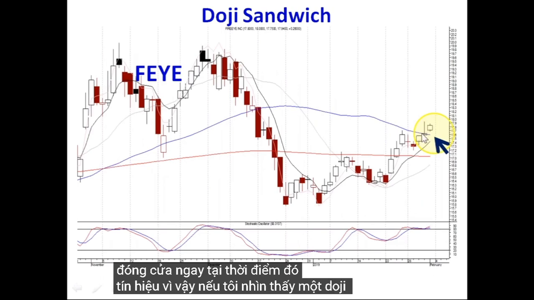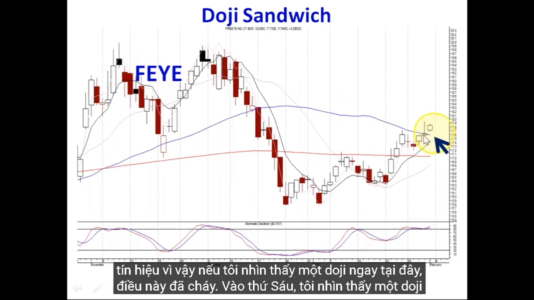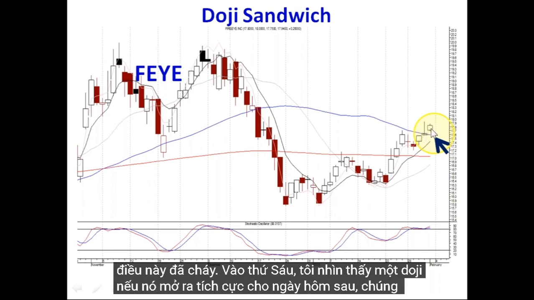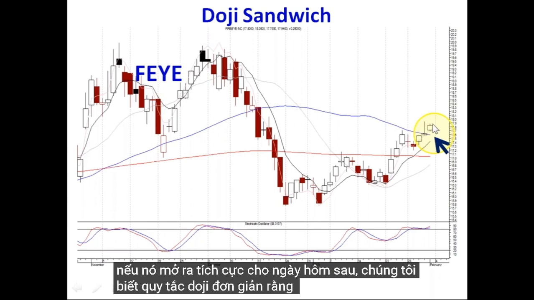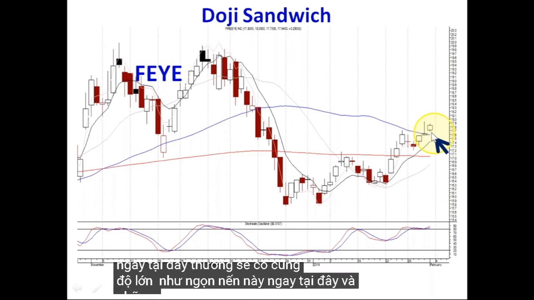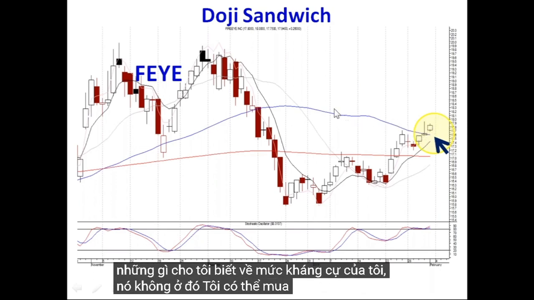So if I see a doji right here, this was on FireEye on Friday. See a doji. If it opens positive the next day, we know the simple doji rule, that it's going to trade positive, that this candle right here is usually going to be the same magnitude as this candle right here. And what's that tell me about my resistance level? It's not there. I can be buying immediately.